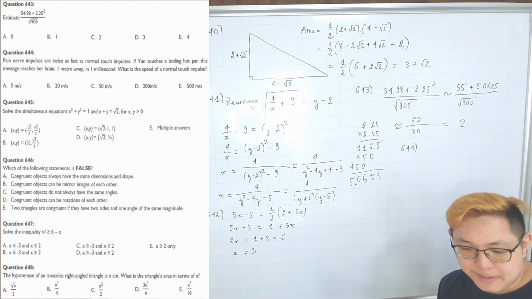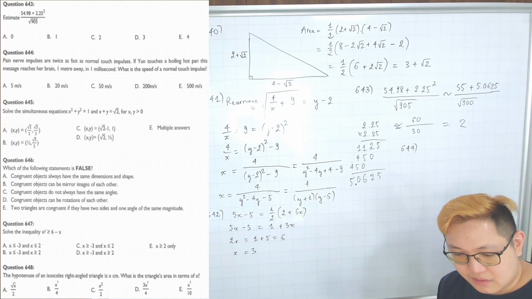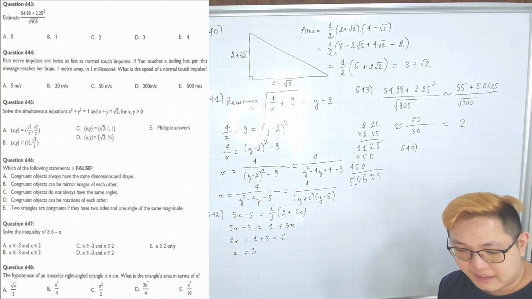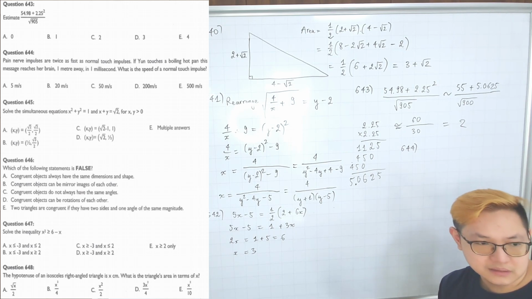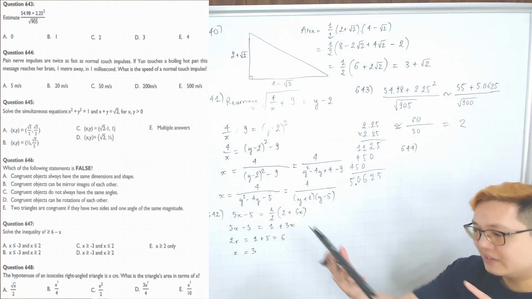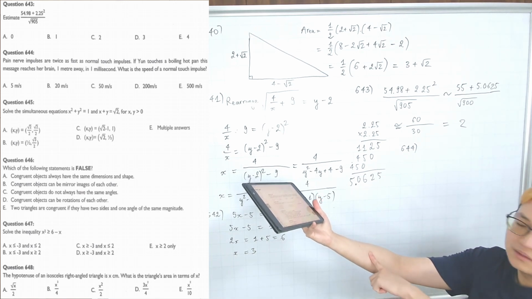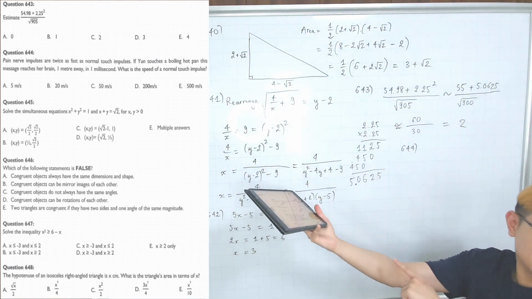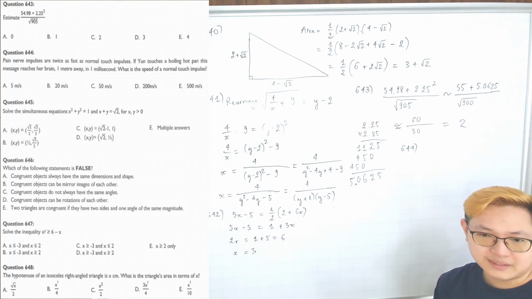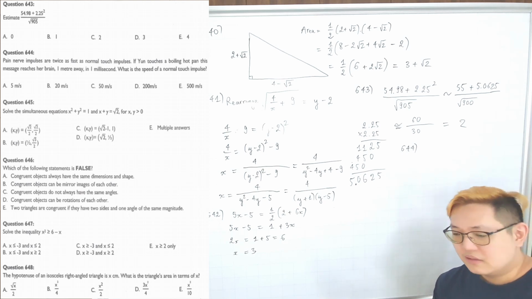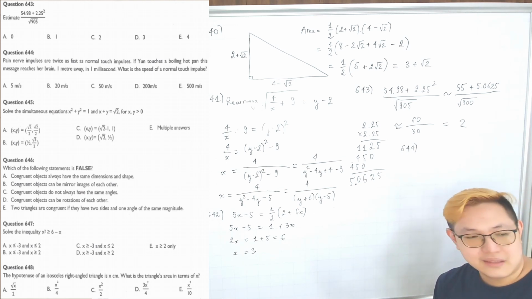So we have pain nerve impulses, the nerves that sense pain, and they are twice as fast as normal touch impulses. When you touch something you feel it, right? When you touch you feel it, but when you have pain, like ouch, pain is actually 2 times faster than touch.